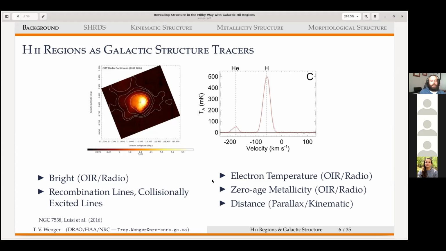And then finally, H2 regions are good galactic structure tracers because we can get their distances in different ways. So if there's maser emission, you can actually get a maser parallax measurement and get a trigonometric distance that way. If it has O stars that can be seen by Gaia, you can get a trigonometric parallax distance that way as well. In all other cases, you can get a kinematic distance by assuming some model of galactic rotation and measuring its radial velocity from the spectral line, for example, the radio recombination line. I'll talk a little bit more about that later.